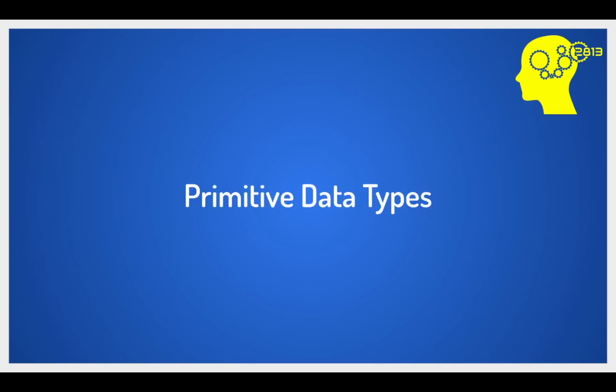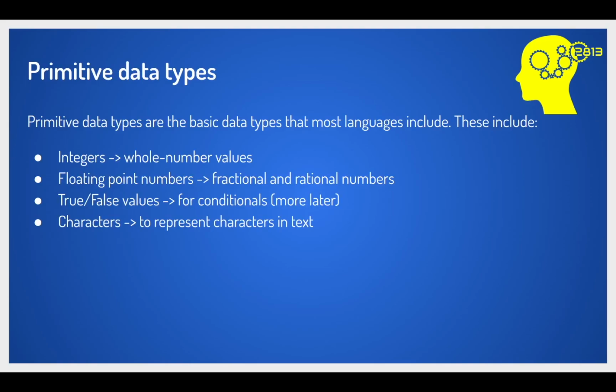So first up, we have primitive data types. Primitive data types are the basic data types that most languages include. These include integers, which are whole number values, floating point numbers, which are anything with a decimal, true-false values, which are for conditionals and are either true or false, and characters, which just represent characters in text.